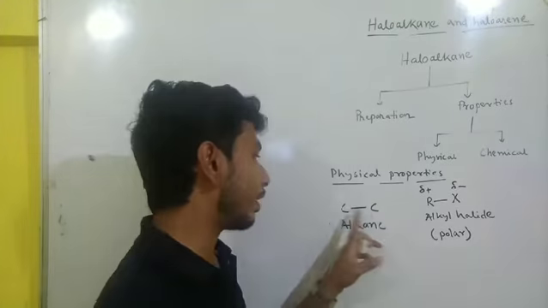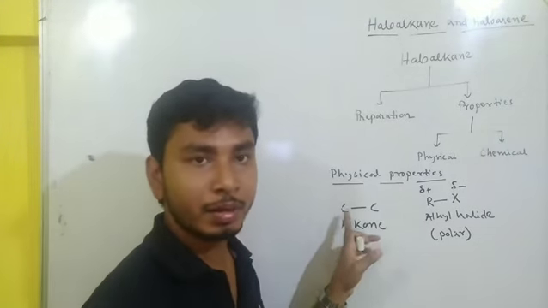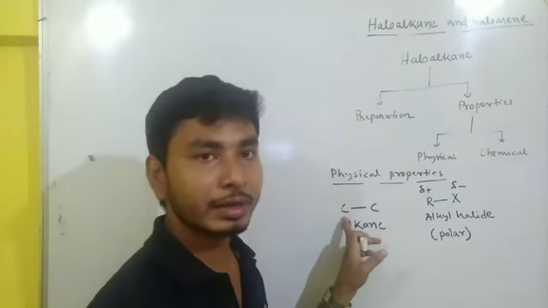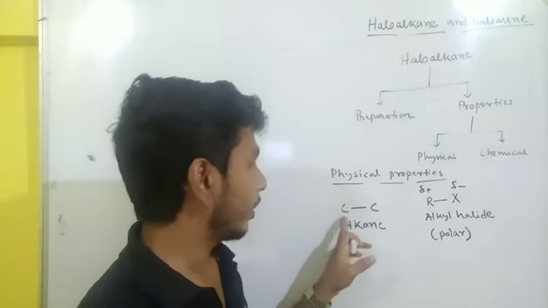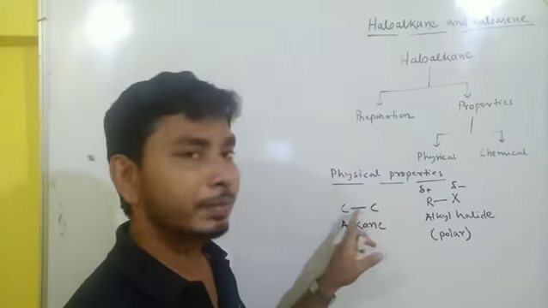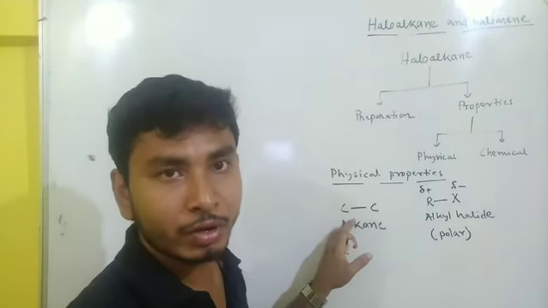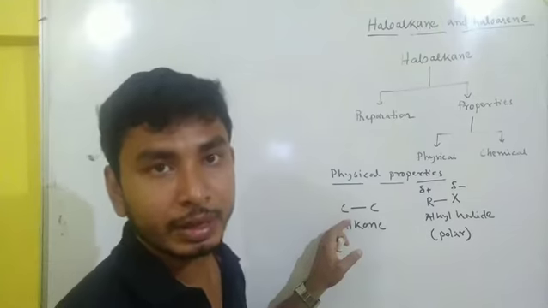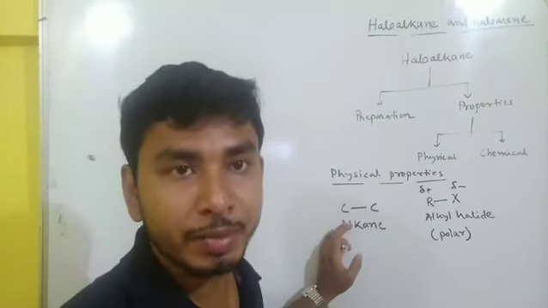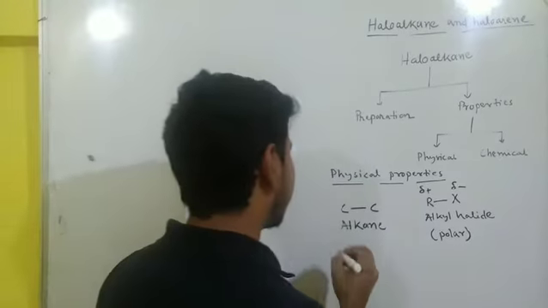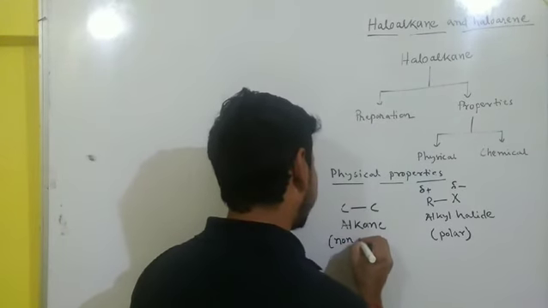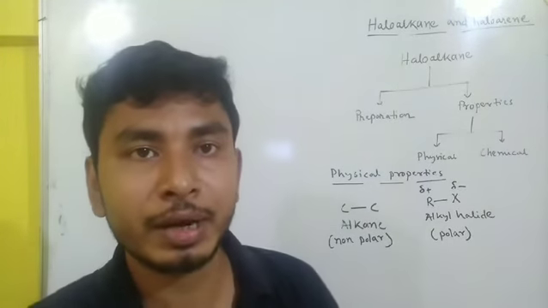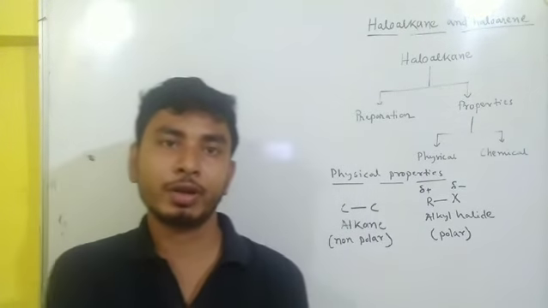Now in alkane, the bond is between carbon and carbon. That is, the bonded atoms are similar, so there is no difference in electronegativity. All atoms are carbon, all bonded atoms are similar. So the molecule is non-polar. So alkyl halide is a polar molecule, alkane is a non-polar molecule.